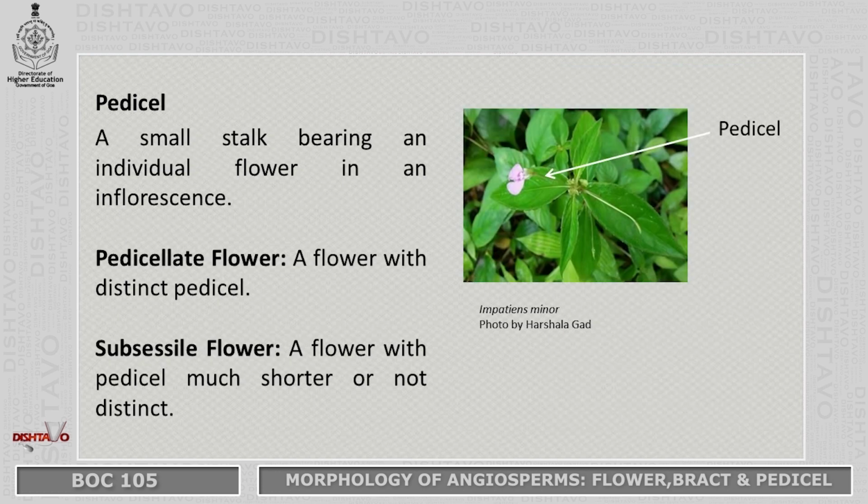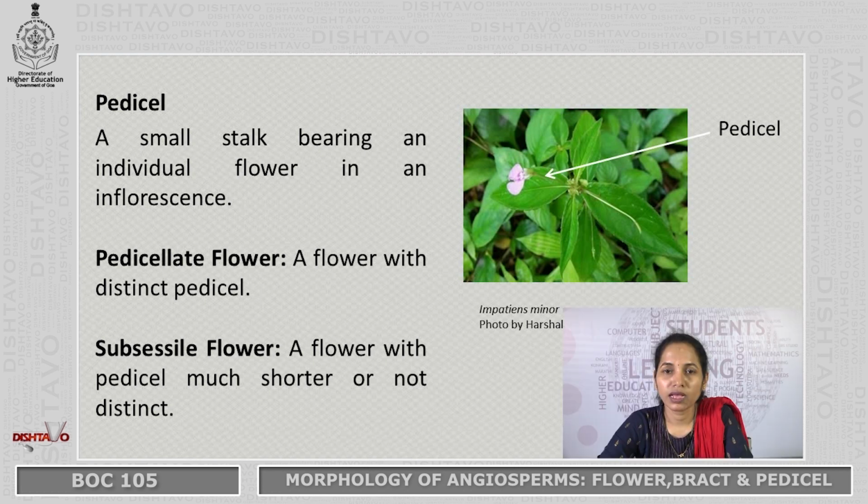The next part associated with the flower is the pedicel. A pedicel is a small stalk bearing an individual flower in an inflorescence. We call a flower pedicellate when the flower is distinctly borne on a pedicel, whereas a flower is referred to as subsessile when the pedicel is either short or not so distinct.